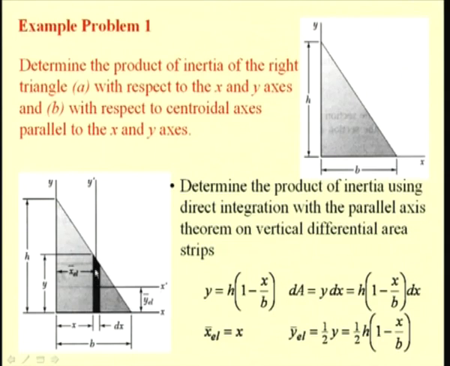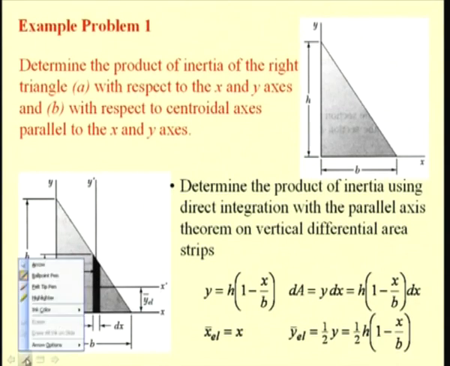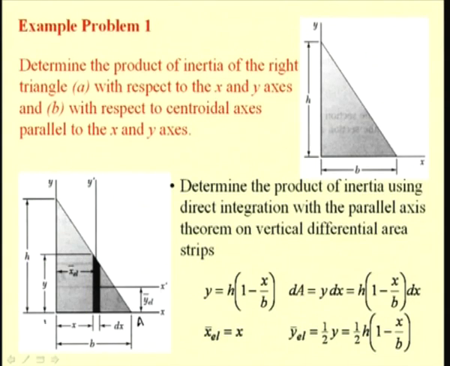So, we have considered this triangle, say A, B, C, D, E. We consider these similar triangles, that is E, A, D and B, A, C, and relate this distance y and h with respect to this x and b. So, once we have this quantity, we can write the area of this differential element dA as y times dx, where y is this quantity h into 1 minus x by b. And knowing these two quantities, that is x bar element is x and y bar element is half of y, which is half of h into 1 minus x by b.